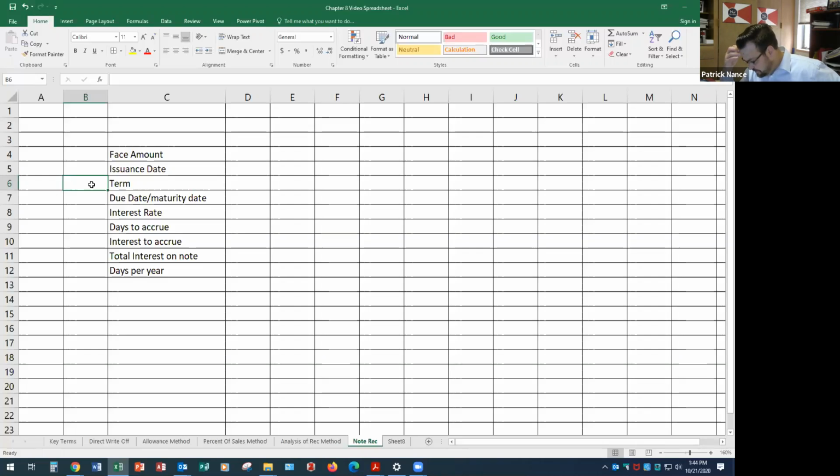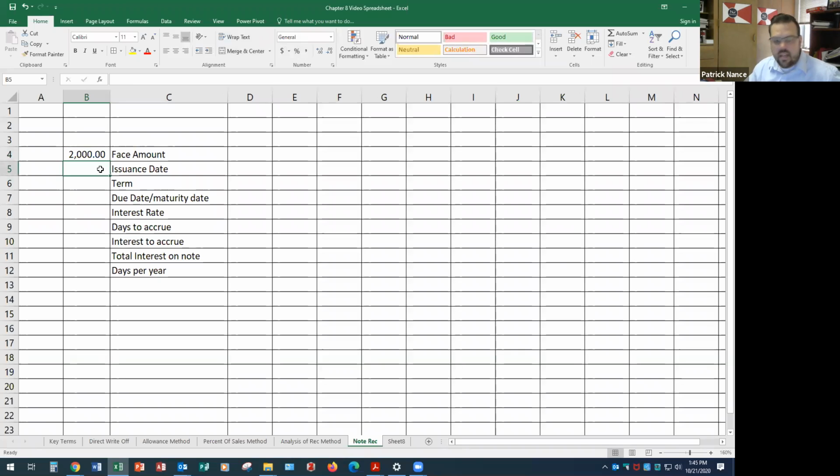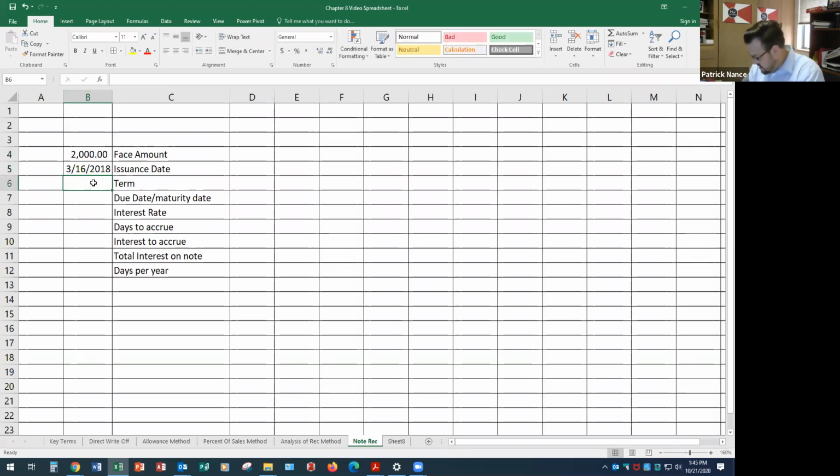So for example, the one they have in the book here, Exhibit 6, the promissory note, it says that they have a $2,000 note. So that's the face amount, $2,000. The issuance date of the note is March 16th. We'll say 2018. It says Y8 in here, but that's fine. The term of the note is 90 days. Okay. And then we have the due date of the note.